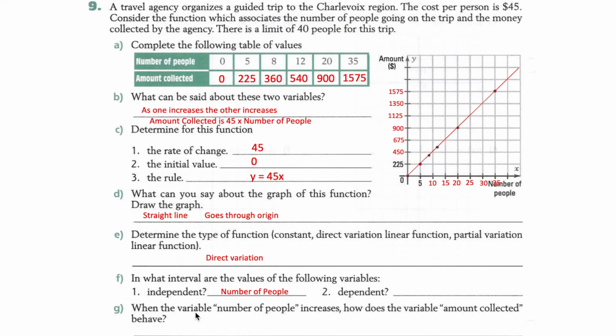G, when the variable number of people increases, how does the variable amount collected behave? It increases as well, as I've already mentioned up here. The amount collected increases as well.